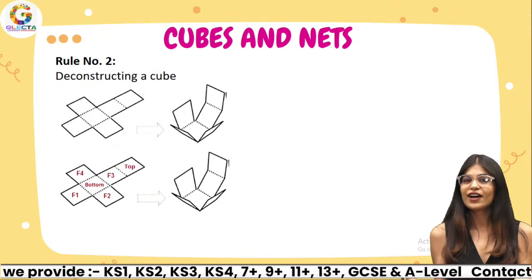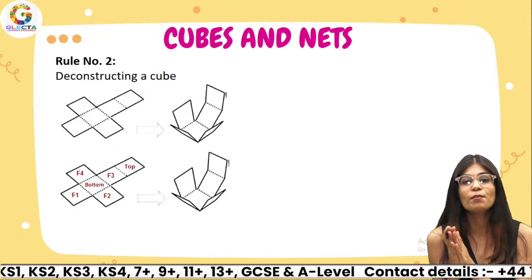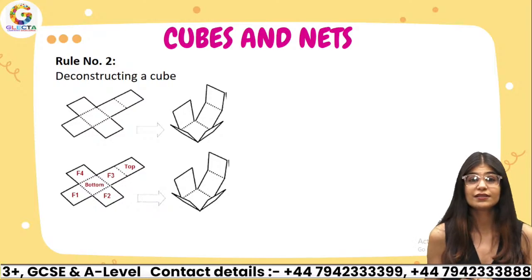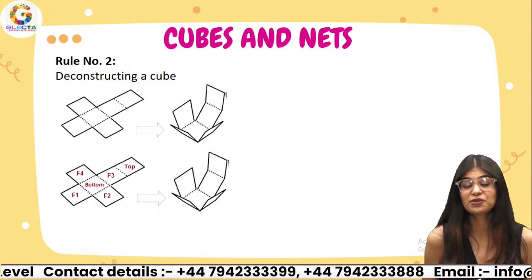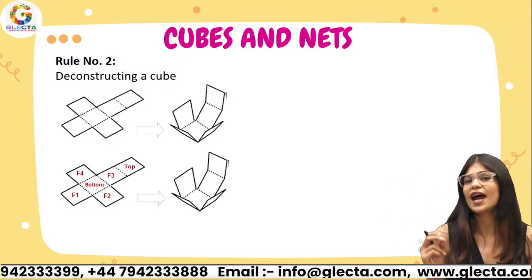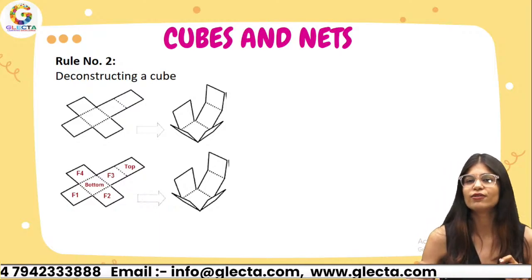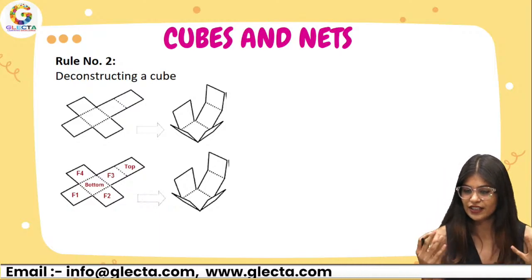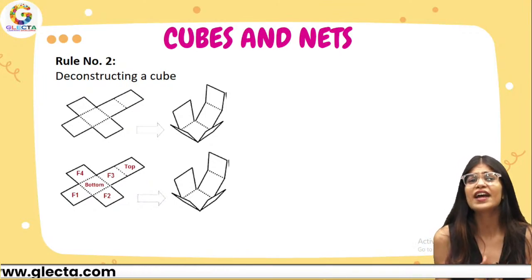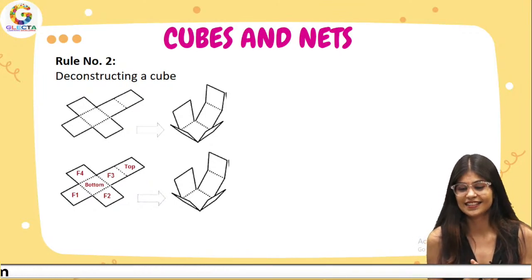Second thing that I advised you in the last class, tell me how many of you actually made the cubes, because that is rule number 2. You should be able to imagine in your head how you're actually going to make a cube out of a certain net. So did you guys do it? Please tell me you did, because it is very, very important for you guys.